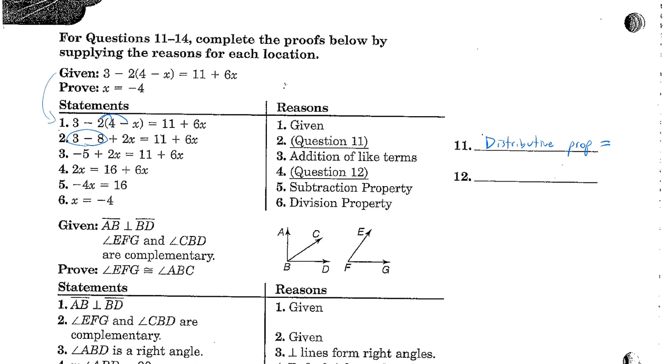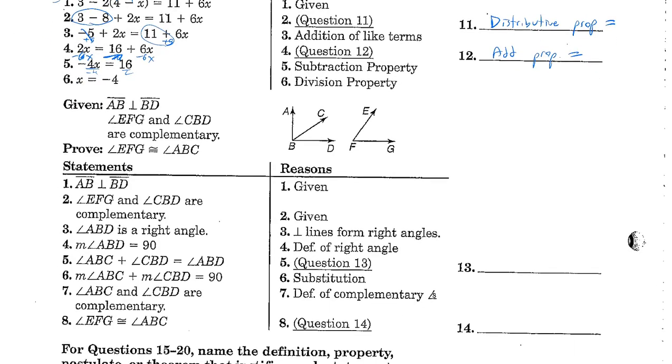And then after that, it looks like they added 5 to both sides to get this to be 16 and get rid of that. So that's the addition property of equality. And then after that, they subtracted the 6x from both sides. That was the subtraction property of equality. And then after that, they divided by -4. So that's the division property of equality.